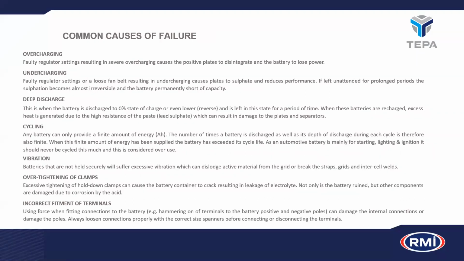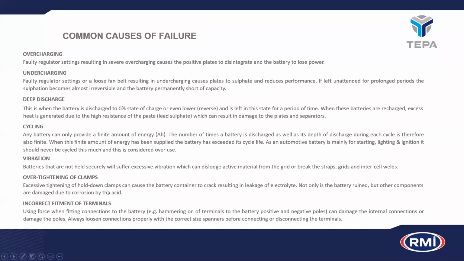Common causes of failure: overcharging, undercharging, deep discharge. So if you use a battery for your camping that's not a deep cycle battery, it's going to lead to permanent damage of the battery. Cycling the battery, running it down to its minimum continuously and trying to recharge it. The battery can only do that so many times.